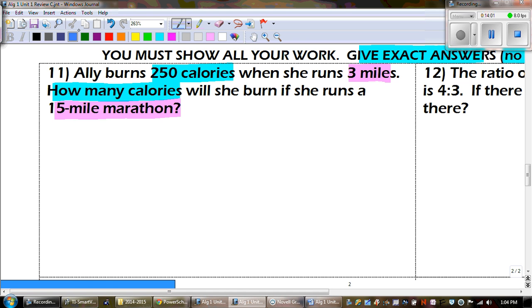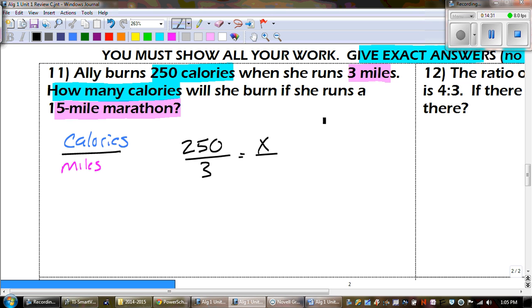So the thing that I picked out was that she was running what? Well, they're talking about calories, and they're also talking about miles, okay? So when we set up our proportion, we want to make sure that we put the calories on the top and then the miles on the bottom. Now, the next set of information, they said how many calories. That means I don't know how many calories there are, but she's going to run 15 miles. So I made sure that the miles went on the bottom.